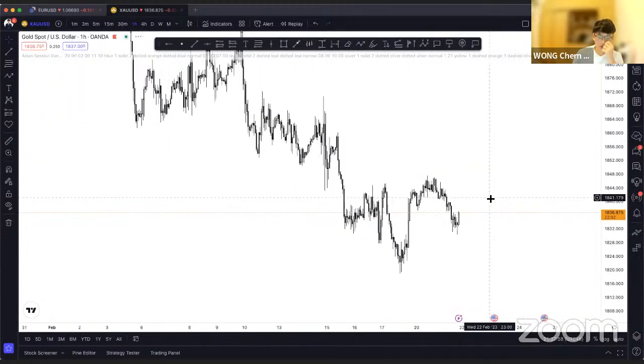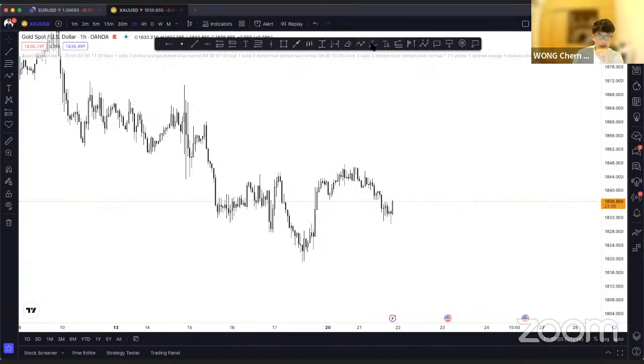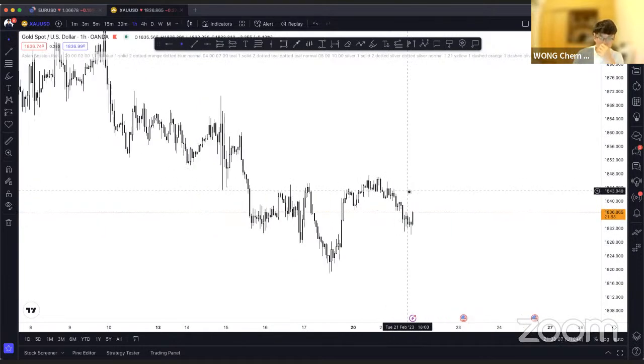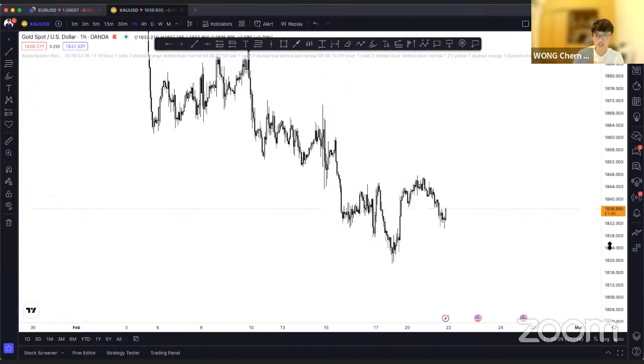Okay, I'm looking at gold right now. There could be potential long entries over here, but I feel like that would be too risky to enter on gold, and I would rather wait for some potential short entries on gold.